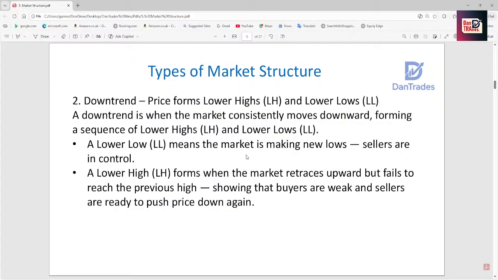And we have a downtrend. Now the downtrend is doing the opposite of the uptrend. So price forms lower highs and lower lows in a downtrend. A downtrend is when the market consistently moves downwards, forming a sequence of lower highs and lower lows. A lower low means the market is making new lows, sellers are in control, and a lower high forms when the market retraces upwards but fails to reach the previous high, showing that buyers are weak and sellers are ready to push price down once again.